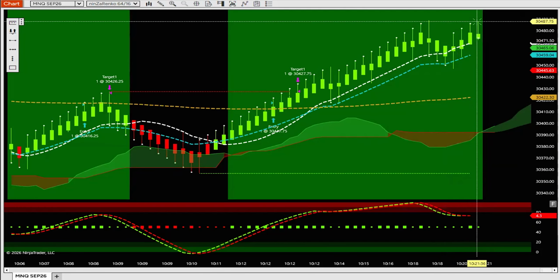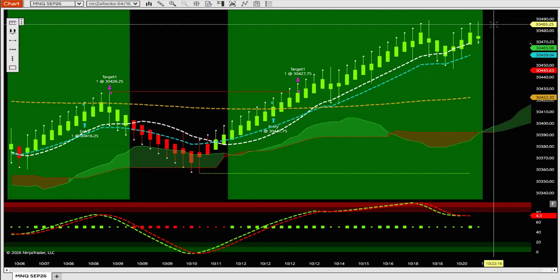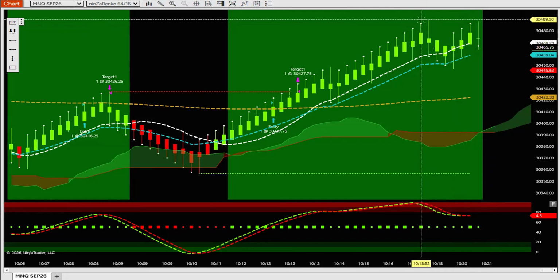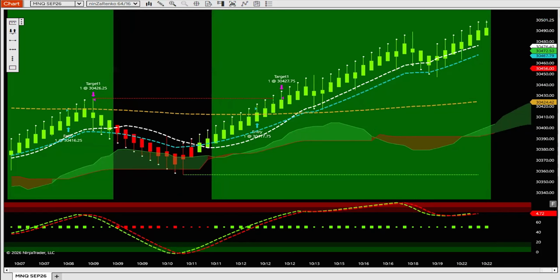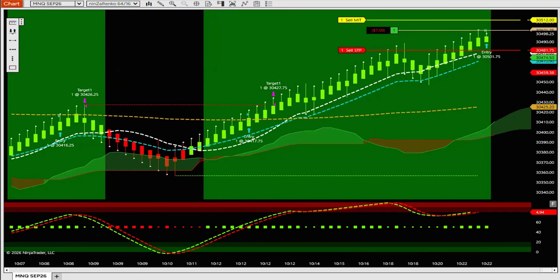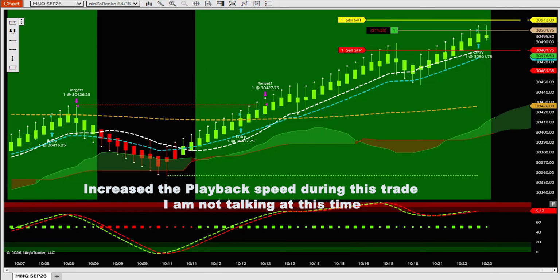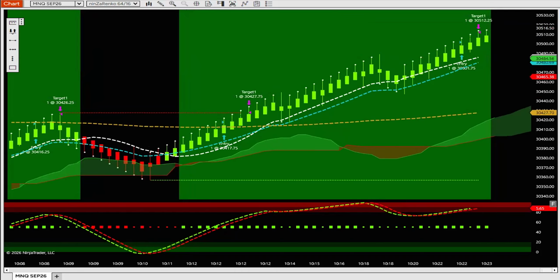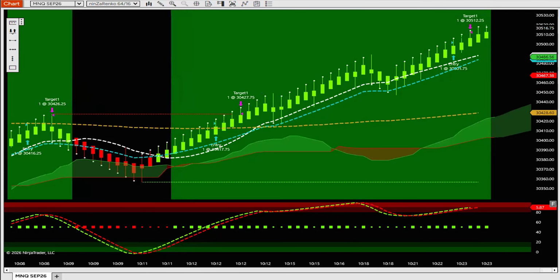I'd like to have a little more confirmation that we're going to continue to move up. It's been going sideways here for the last couple of minutes. I'm going to take it and see what happens here. We do have some positive movement. Whether it'll hold, I don't know. All right, we got that one. A little bit longer trade.